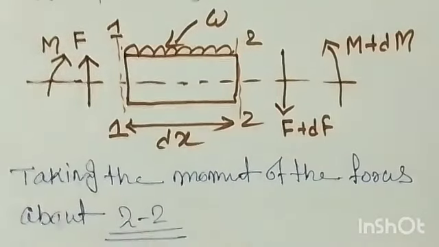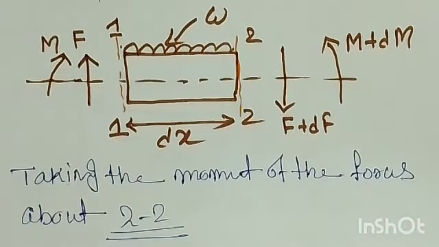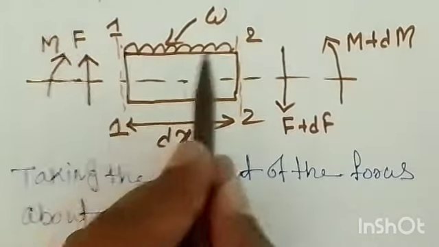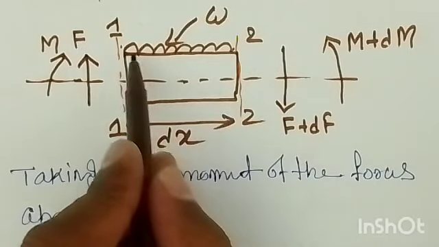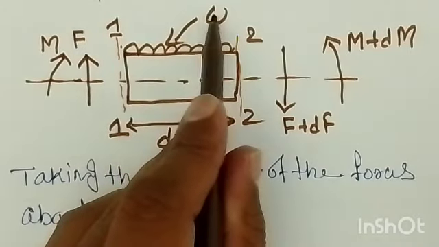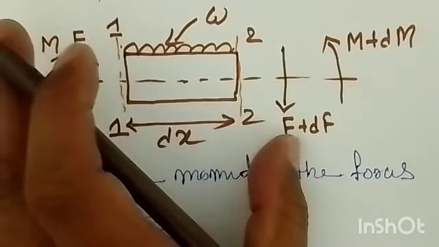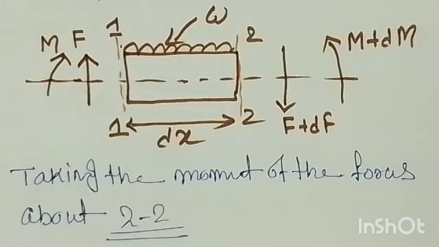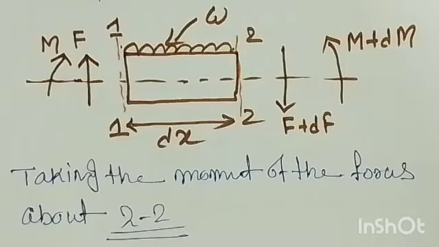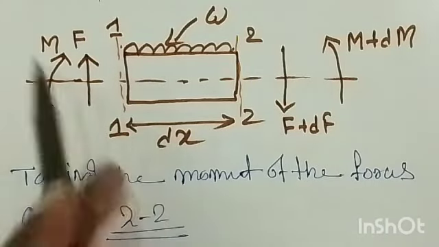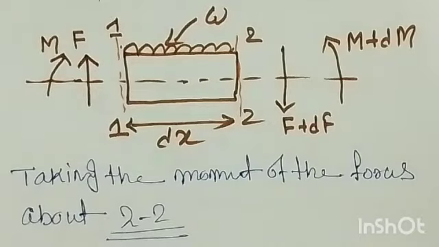Why? Because actually the UDL is acting up to a length of dx. When you convert this UDL into point load, what should you do? You need to multiply W into dx, that becomes the point load, right? Then the question arises where the point load will act. The point load acts at one point. Whenever the UDL is converted into point load, that point load will act at the center of gravity.